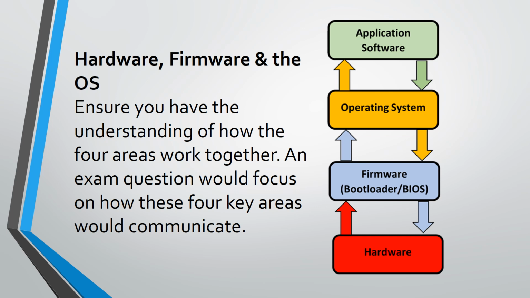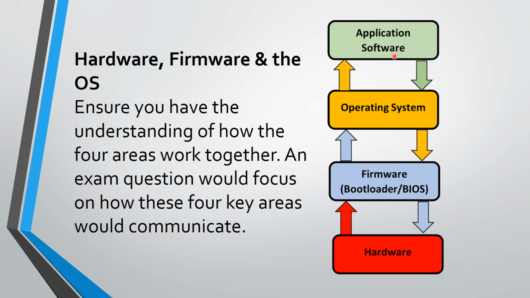So there are three things: hardware, firmware, and the operating system. They work together to create an effective system. You have to understand how the four areas work together. An exam question would focus on how these four key areas communicate. So first, there is the application software. You can see this is your application software.